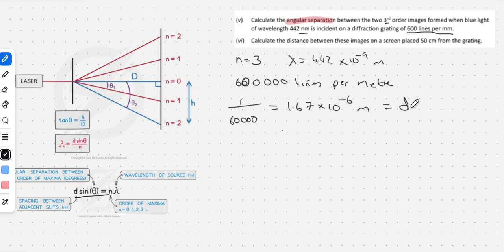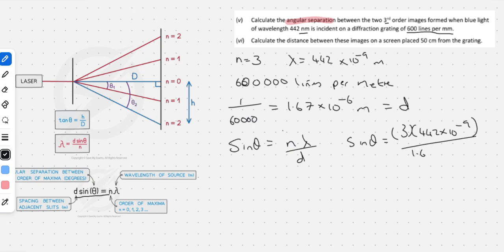Okay, so now we have the information between the slits, we can go ahead and fill it in. The formula is here, we need to rearrange it. So sine of theta is equal to n lambda divided by the distance. Sine theta is going to be equal to 3 times the wavelength, 442 times 10 to the minus 9, all over the distance, 1.67 times 10 to the minus 6. And then to get theta, it's going to be sine inverse of that.